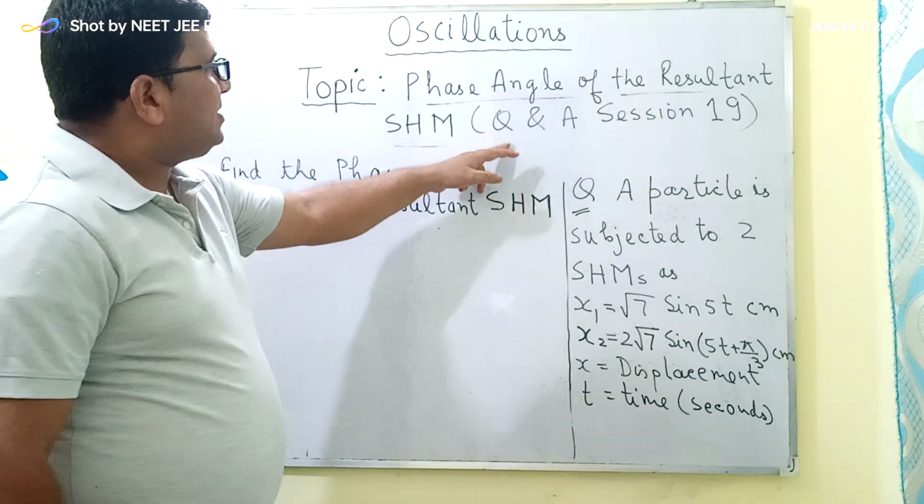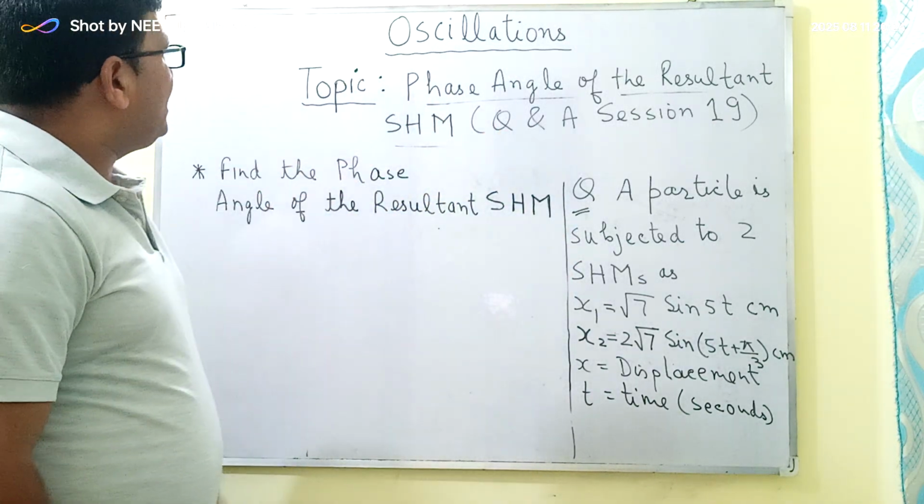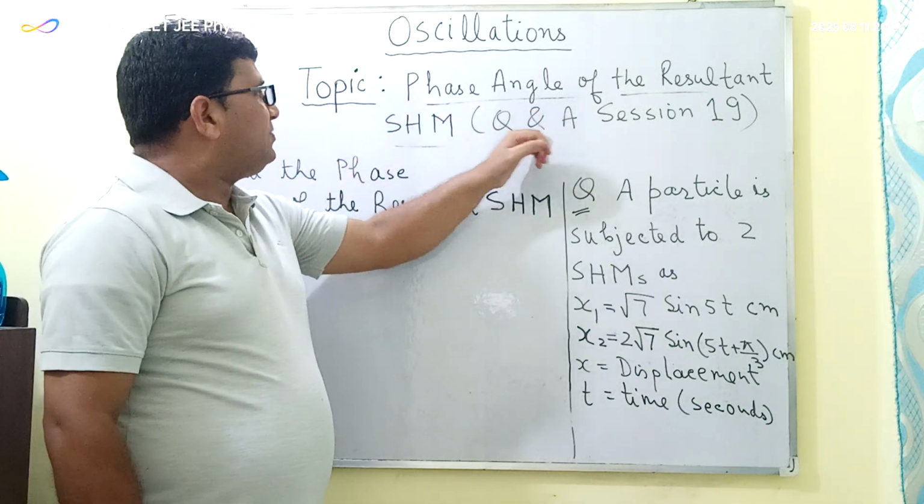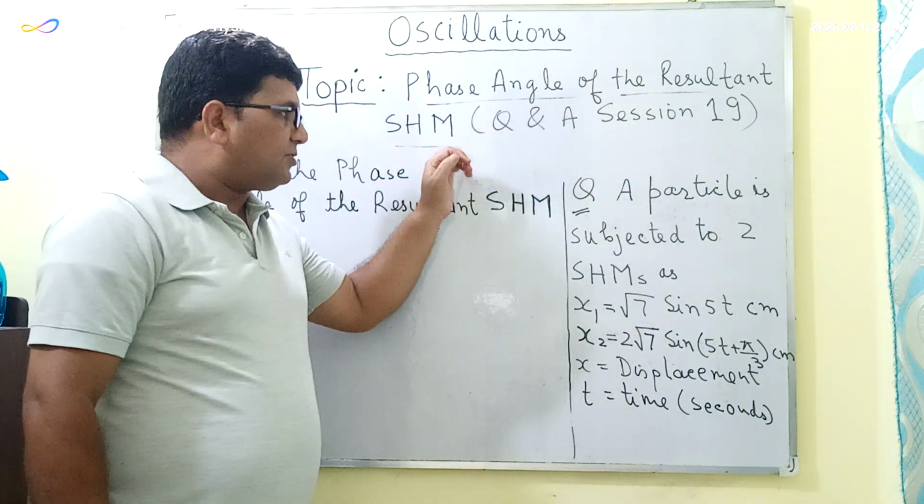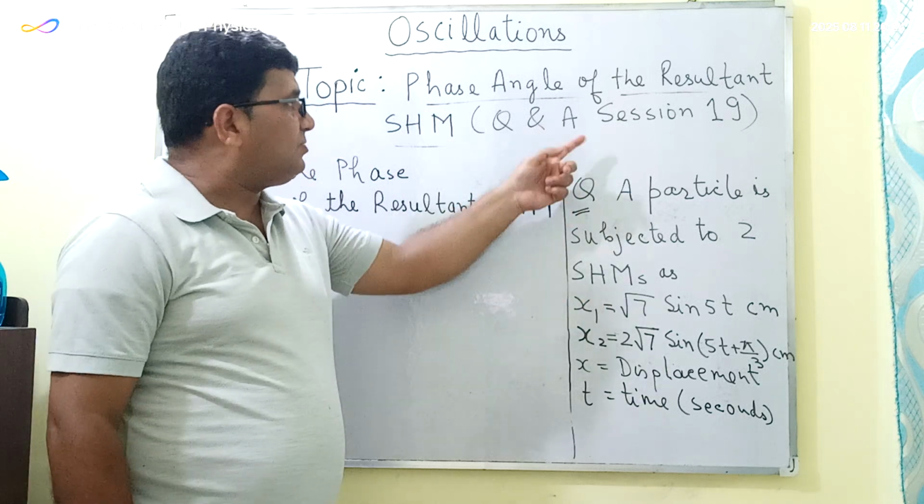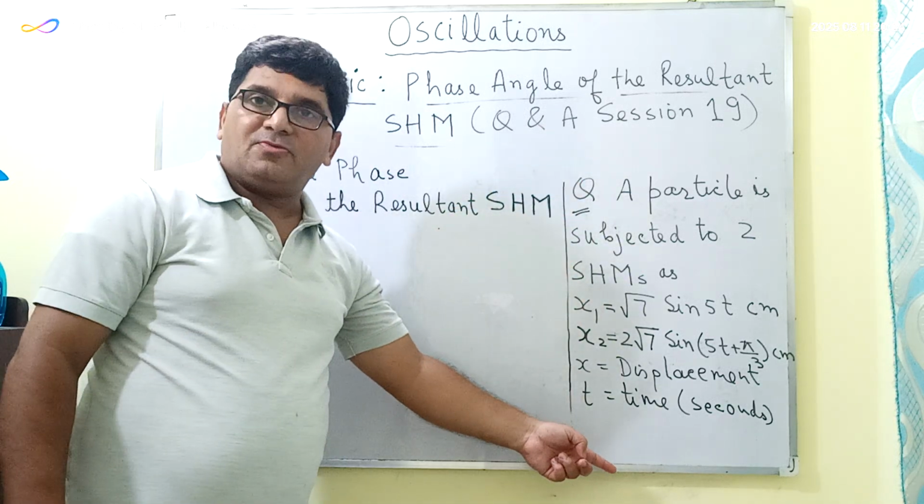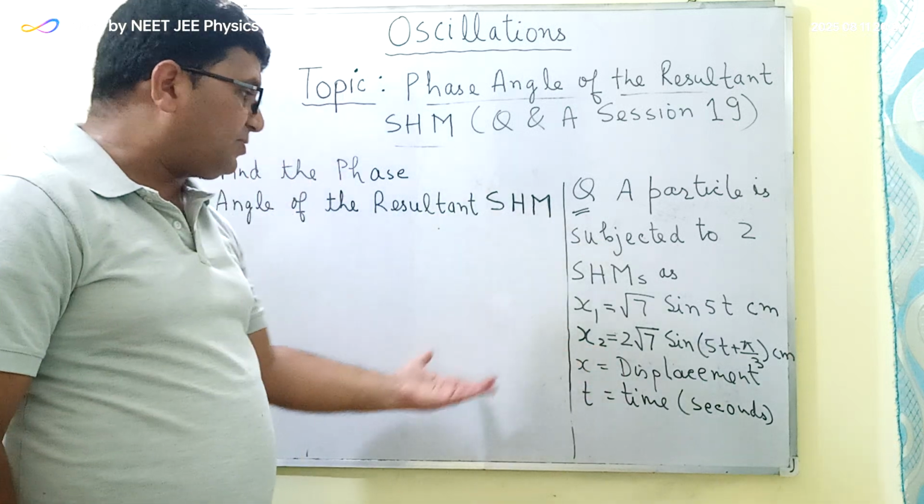Welcome to the Q&A session 19 from the chapter of oscillations. The topic is the calculation of phase angle of the resultant simple harmonic motion. So this session is in continuation of session number 18. In session number 18, the question was almost the same, or you can say the question was the same.